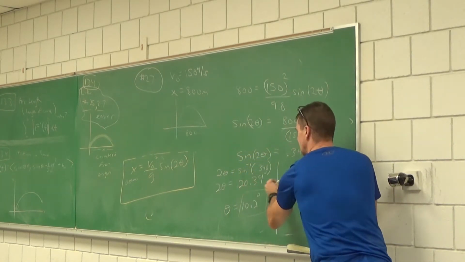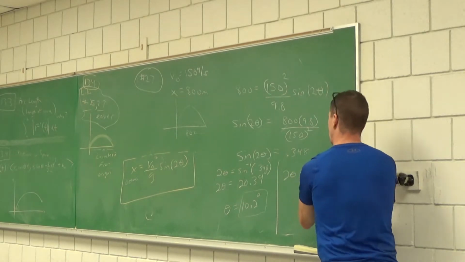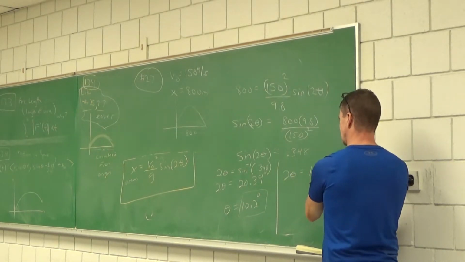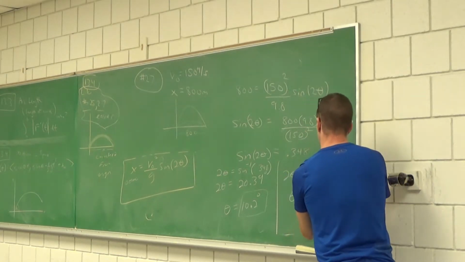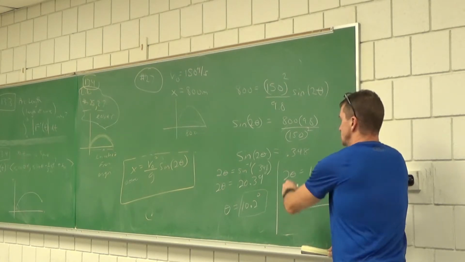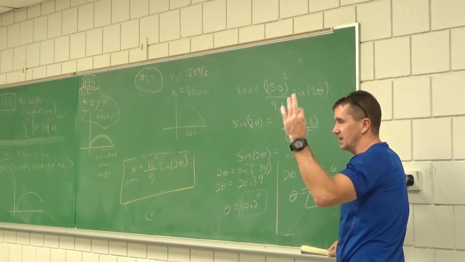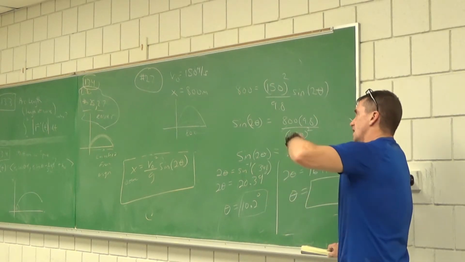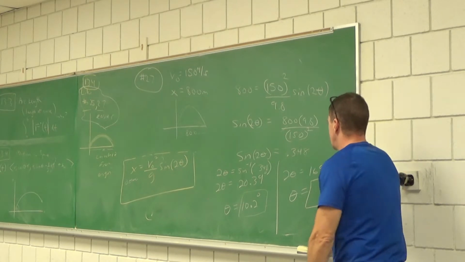What's 180 minus that number? 169 something. 169.6 or something. Alright, what's theta then? What's the other angle? You can check this too if you want. Here's the other angle. I'm just using that idea of supplementary angles with sine: the sine of theta is equal to the sine of 180 minus theta. What do you get here? About 85 something.